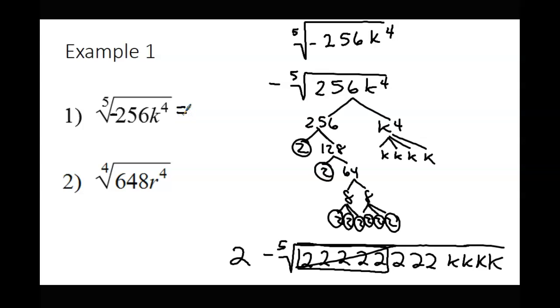Equals. So on the outside, I've got a negative and a 2. So you're going to write it like that. And on the inside, I've got 3 2's being multiplied together, which is 8. And I've got 4 K's. I didn't get to take any K's out. It's very sad. But there we go.